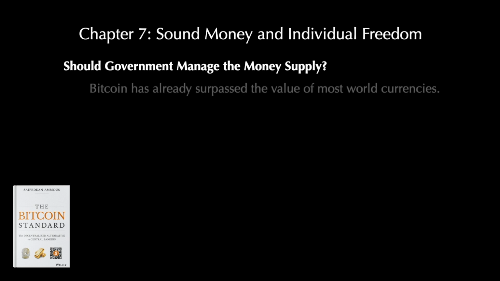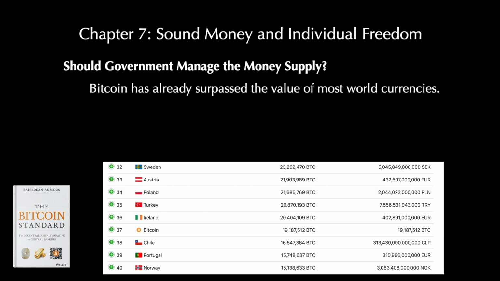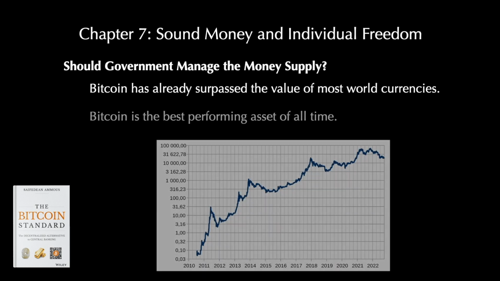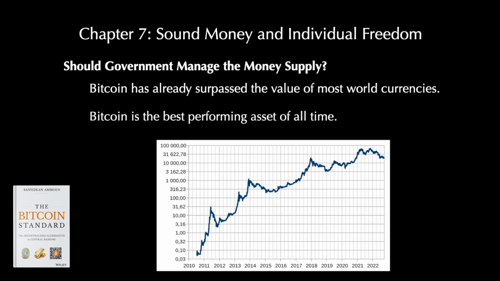Bitcoin has already surpassed the value of most state-backed currencies in the world, and its continued success and steady adoption is strong evidence that governments should not control the money supply. No one can control the supply of Bitcoin, and because of this, it's the best-performing asset of all time.